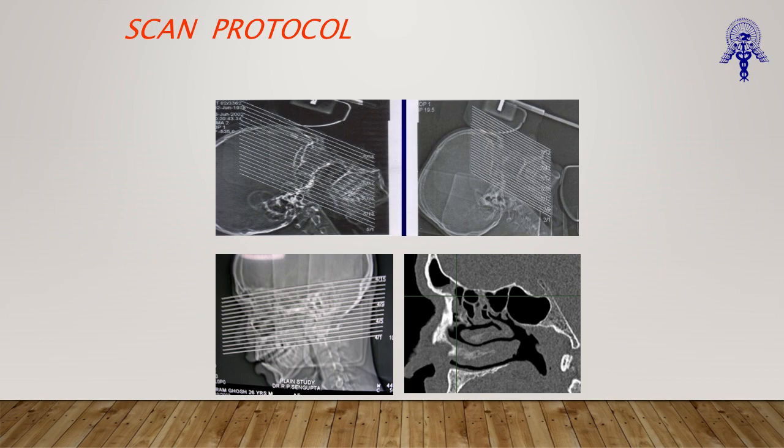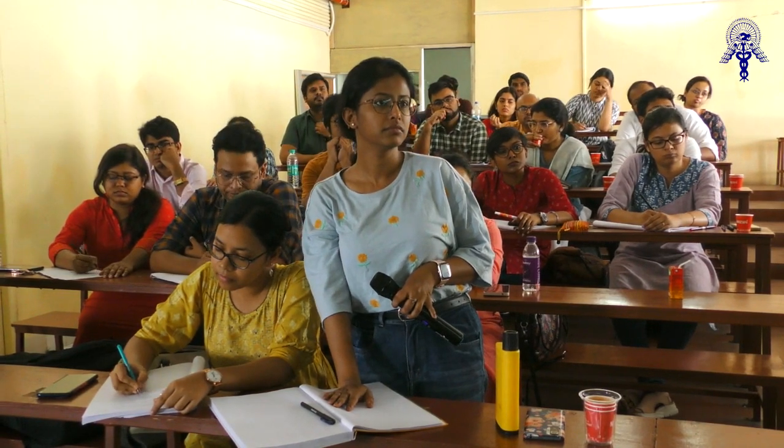1 mm cuts. 1 millimeter cuts, because there are structures which are 1 or 2 millimeter apart, and they can have a significant importance in pathology and surgery. If you take wider cuts, you may miss a lot of pathologies. Number three, one more point you need to know.